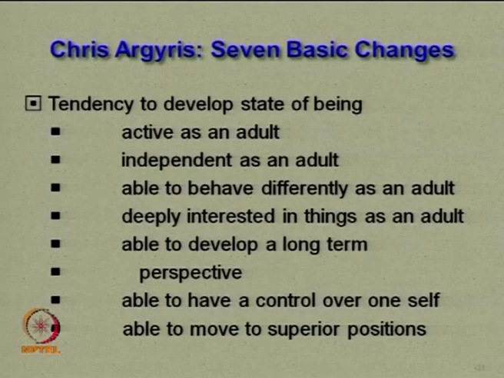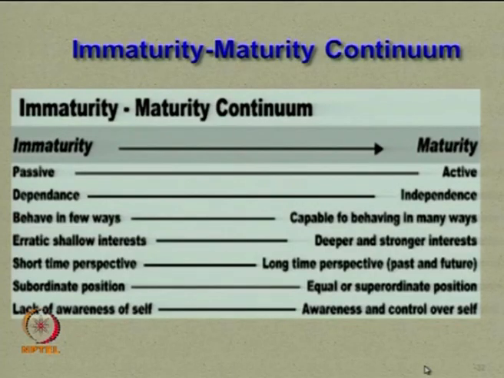tendency to develop a state of being active as an adult, independent as an adult, able to behave differently as an adult, able to develop a long run perspective, able to have control over oneself, able to move to superior positions. And this is the continuum he talks about. Passive to active, dependence to independence, behave in a few ways to capable of behaving in many ways, erratic shallow interests to deeper and strong interests, short time perspective to long term perspective, subordinate position to equal or superordinate position, lack of awareness of self to awareness and control over self.